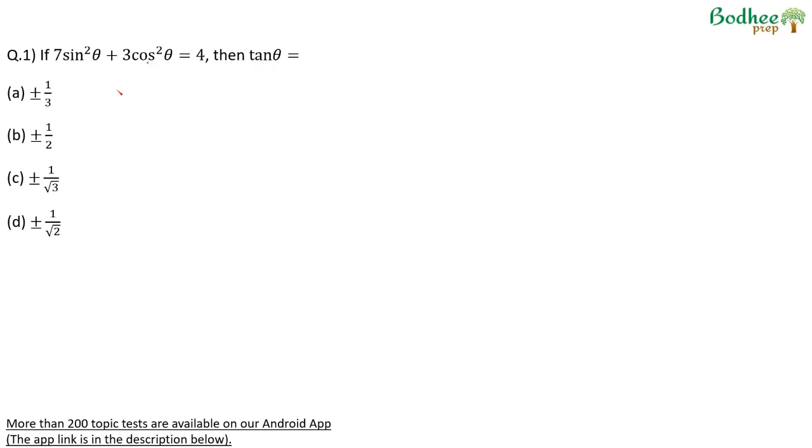If you look at the questions, the first question says 7 sine square theta plus 3 cos square theta is equal to 4, find tan theta. Now, for tan theta, I know that we have an identity which says 1 plus tan square theta is equal to sec square theta. So if I'm able to convert this into tan and sec, I would probably be able to use this identity directly. So I'm dividing this entire thing by cos square theta.